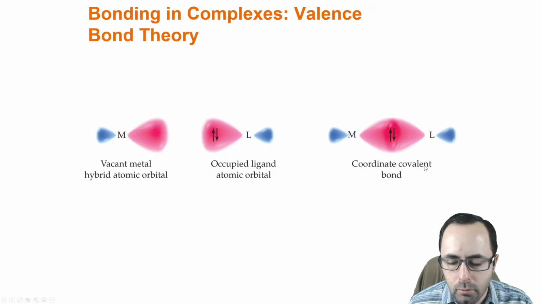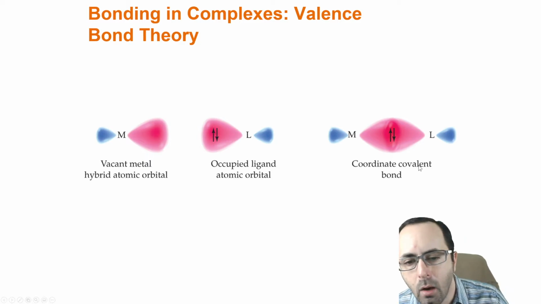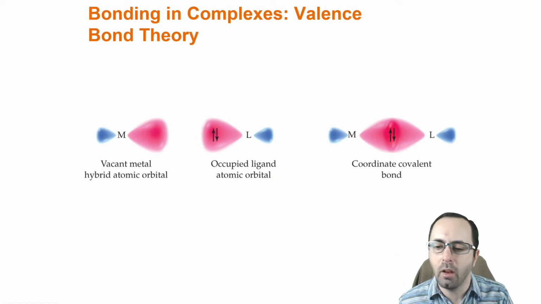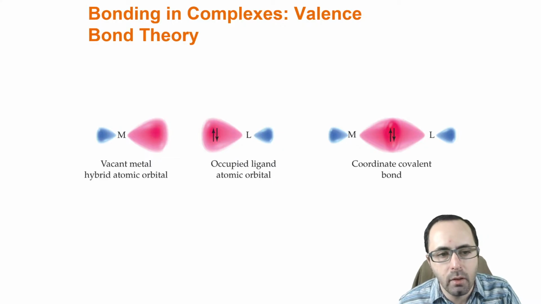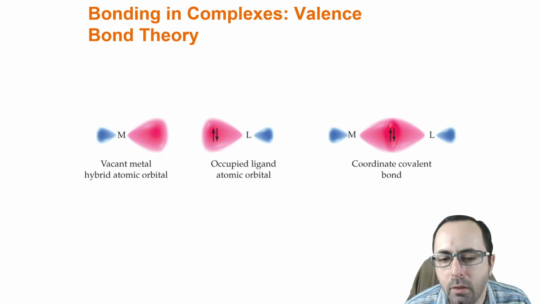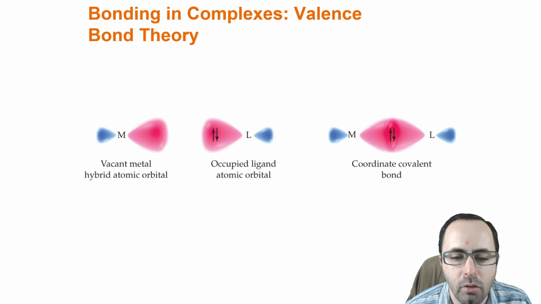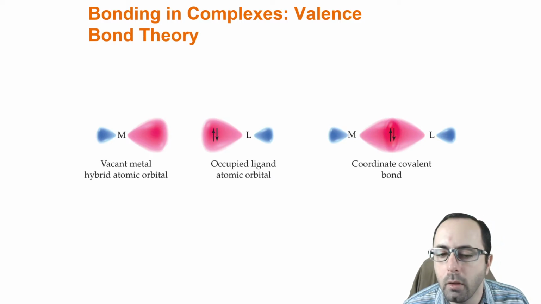Okay, so now what we're going to do is use a couple of different types of bonding theories to try to explain several properties of these transition metal complexes, their colors, but also their magnetic properties. So in terms of bonding, one way to describe the way in which transition metals bond to their ligands is in terms of valence bond theory.